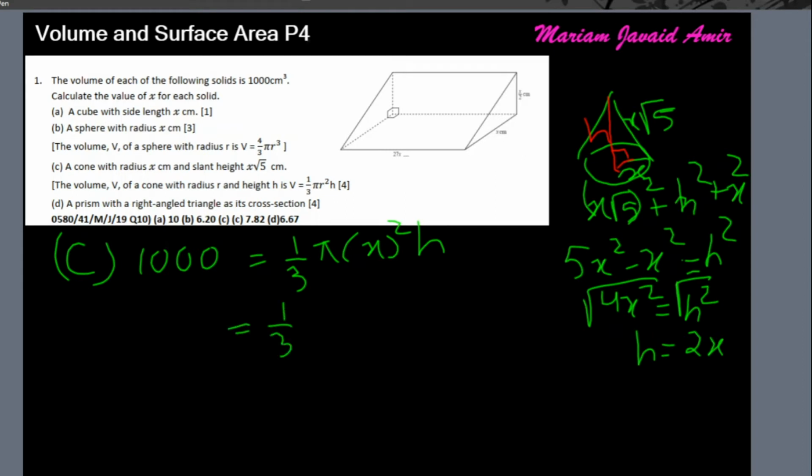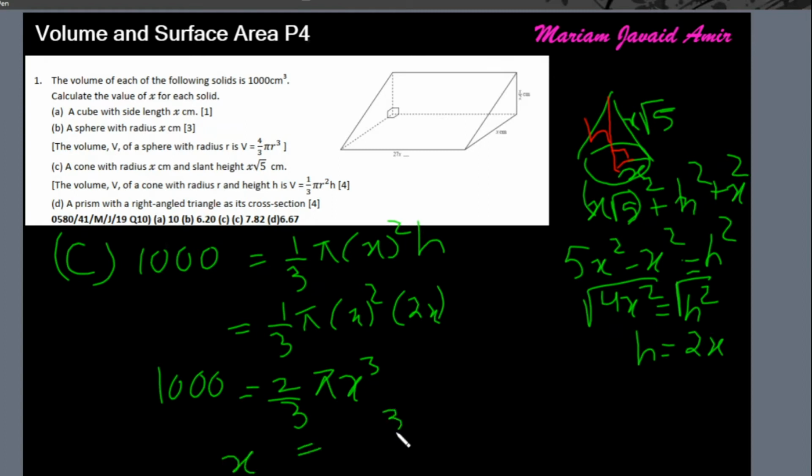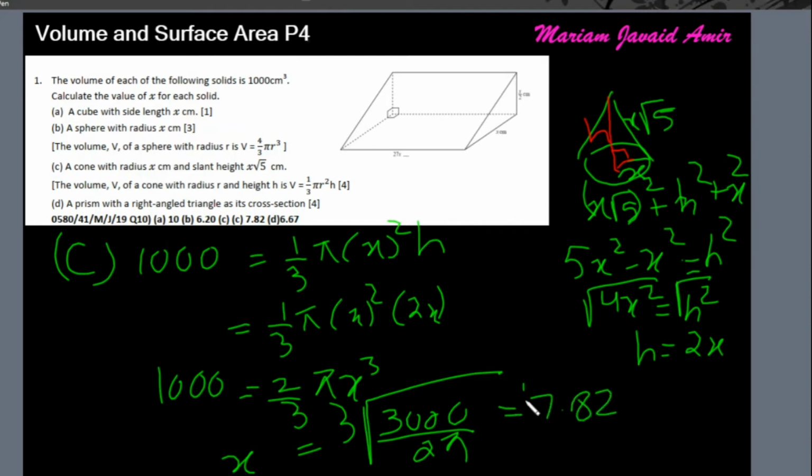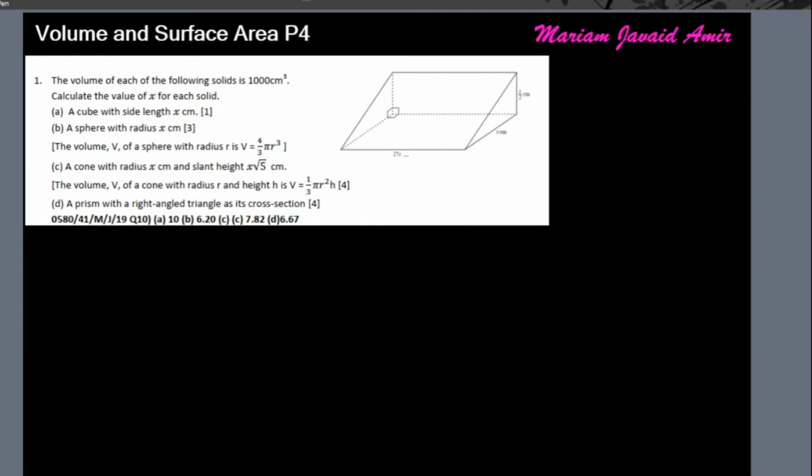So here we'll use 1 over 3 pi x square times 2x, which gives us 2 over 3 pi x cube equals 1000. Now make x the subject, so we'll multiply 3 with 1000 divided by 2 pi and then cube root. So in my calculator, I'll enter cube root of fraction key on 3000 divided by 2 pi, which is 7.82 rounded off to 3 significant figures. Okay, please make this correction. This is 27x over 2. I've cropped it a little too much.